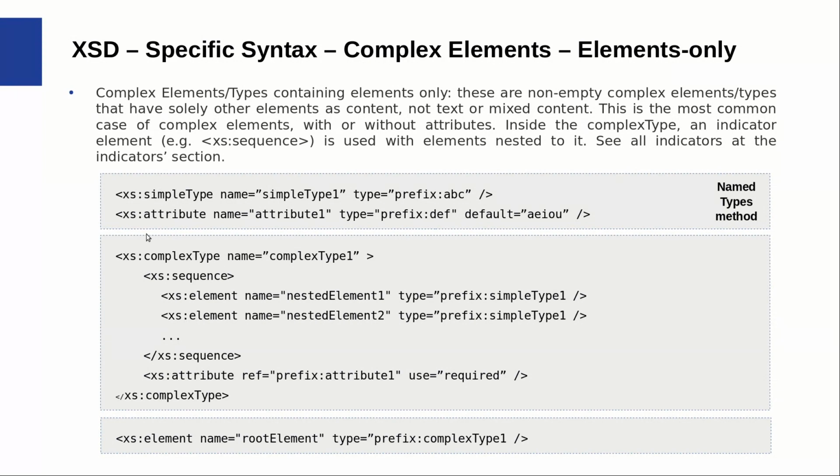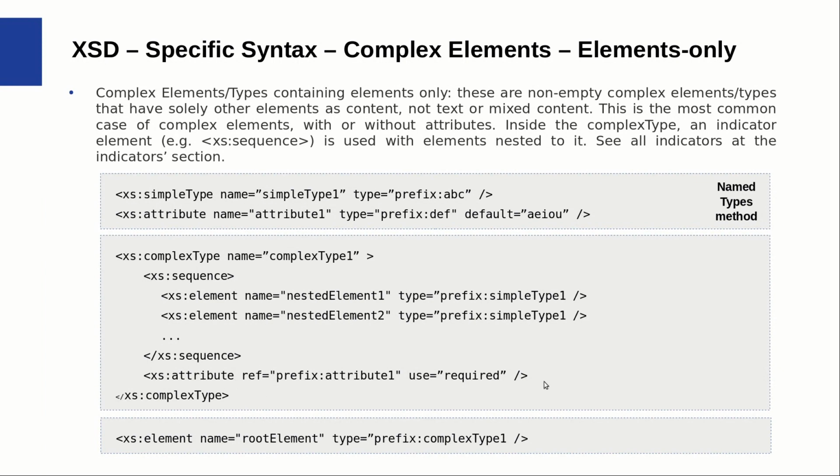So, for example, here we set a simple type and an attribute, both global. Then we declare a complex type and a sequence of two elements, nested element 1 and nested element 2, and reuse the global declared simple type on both as the type using the type attribute. And after closing the indicator, we declare an attribute and refer to the previous declared global attribute by using the ref attribute, as we've done on other examples.